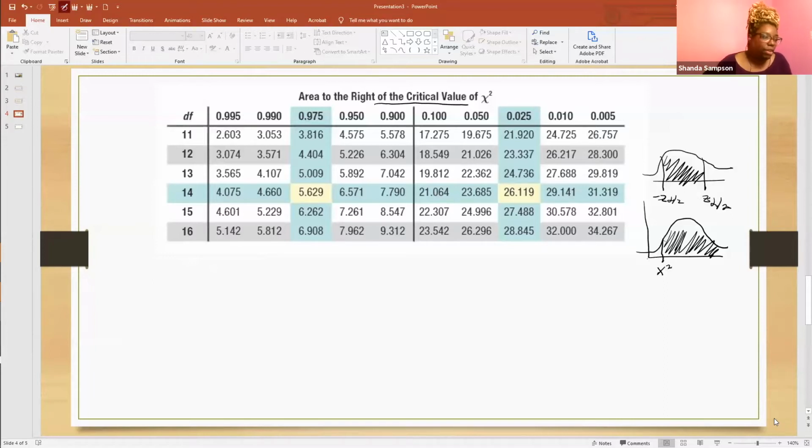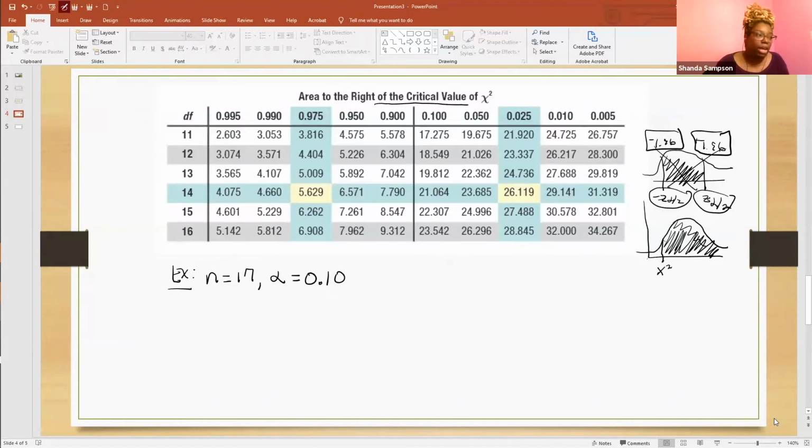So let's say I gave you that n is equal to 17 and alpha is equal to 0.10. Now how do we go about finding the two boundaries for chi-squared? The difference between z and chi-squared is that z was symmetric. So you could just have one and figure out the other one. If this was negative 1.96, then this was positive 1.96, right? So that was a z distribution. A chi-squared distribution is not symmetric. It's right skewed. So with it being right skewed, we have to figure out these boundaries separately.